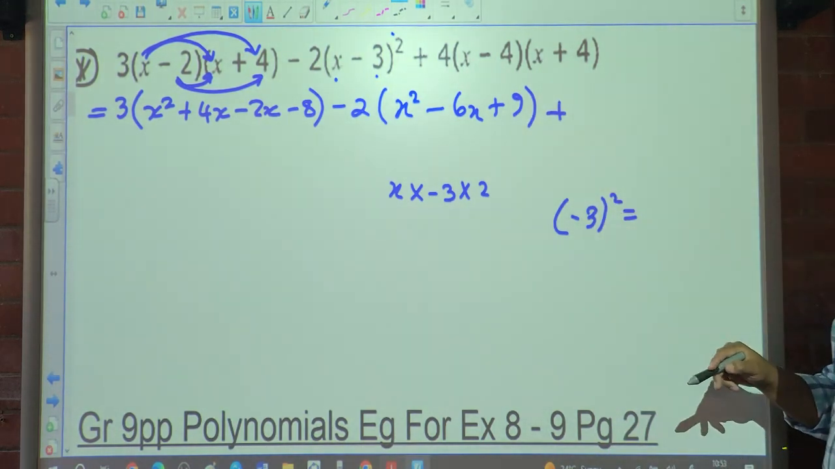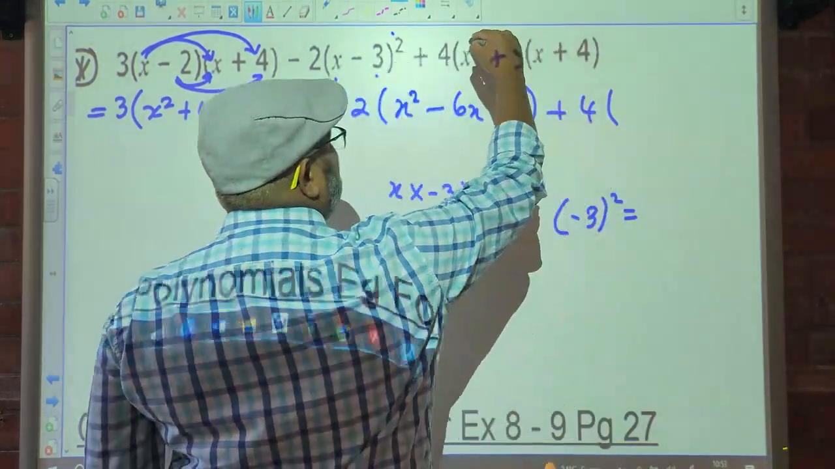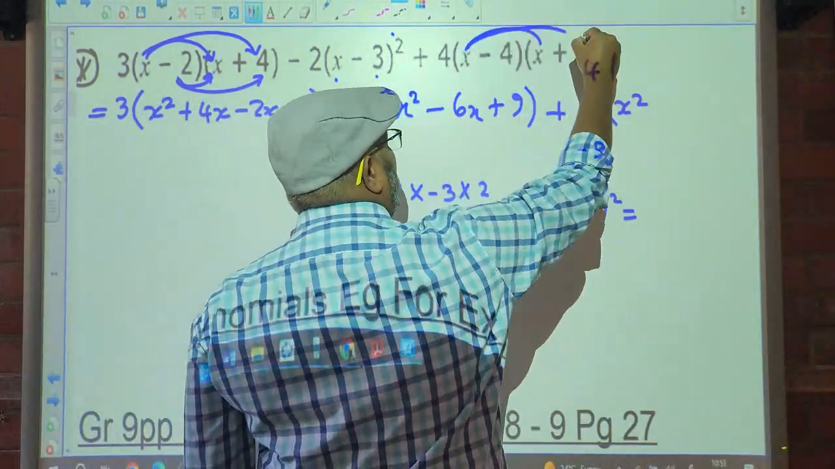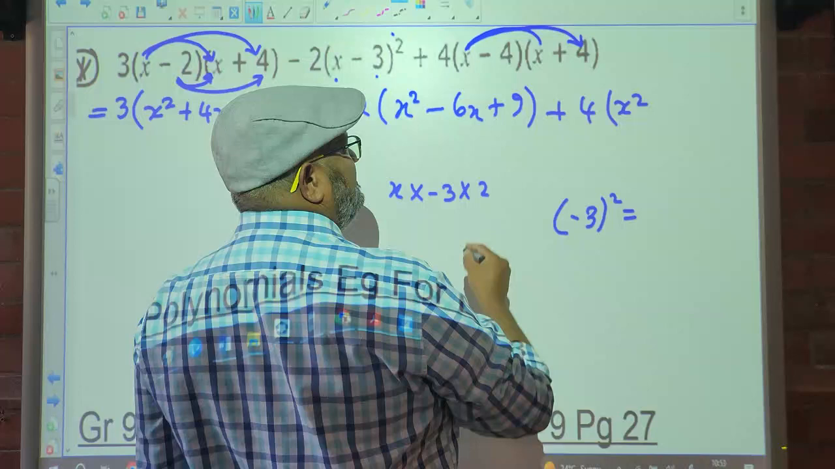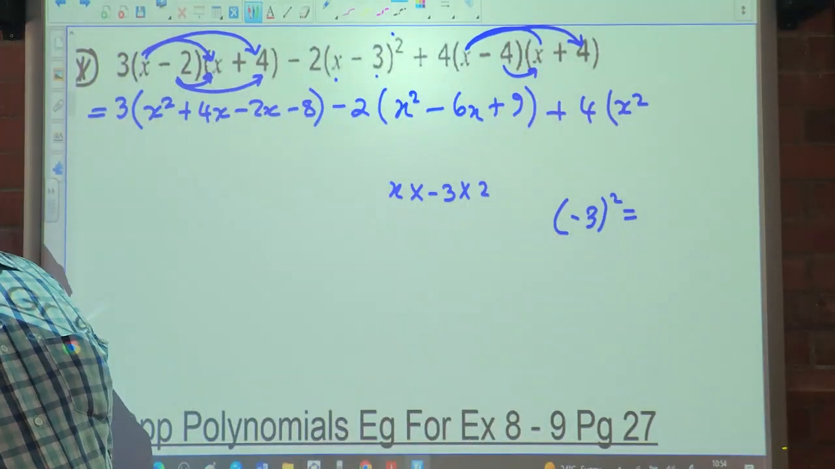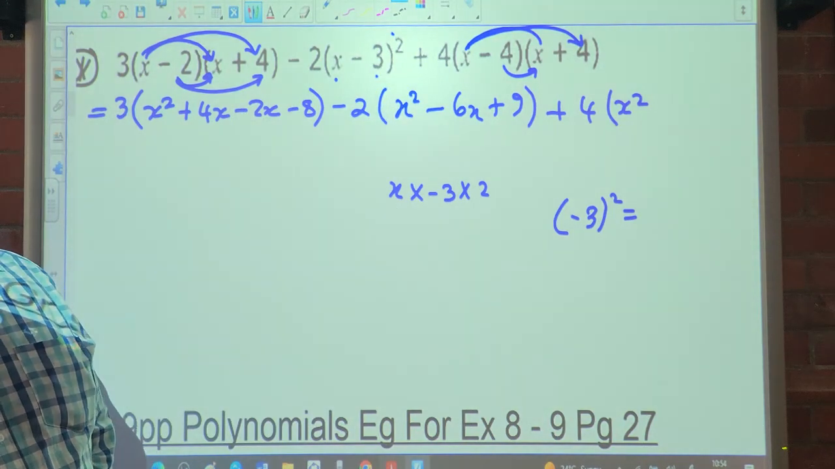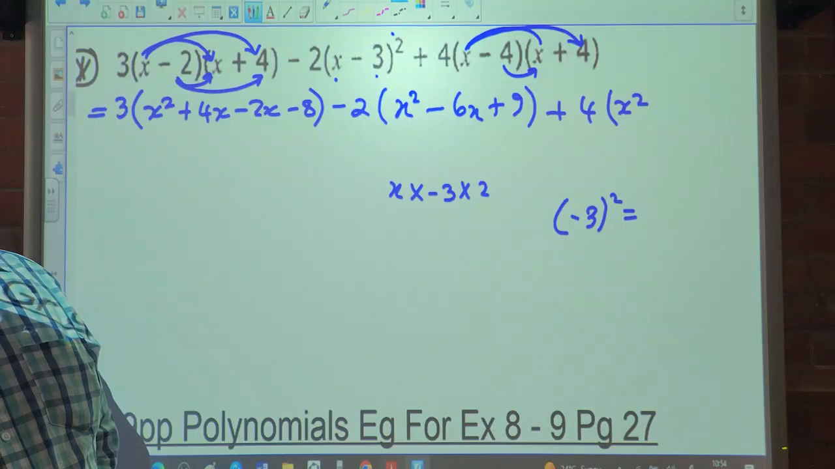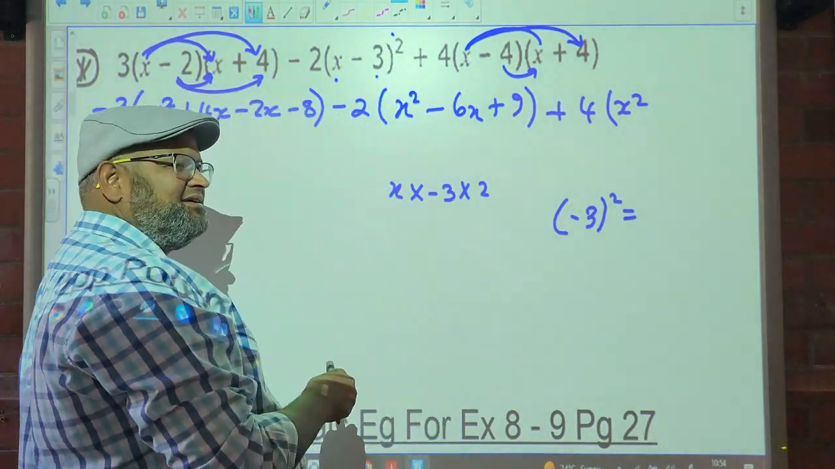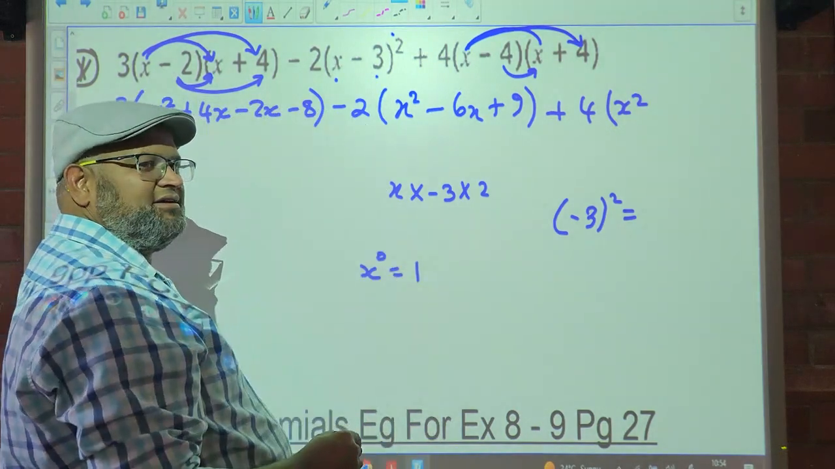Plus, here I can multiply inside this bracket. What's x times x? x squared. What's x times 4? 4x. What's negative 4 times x? Negative 4x. What is 4x minus 4x? 0. Which is 1? x to the 0, yes, is 1.